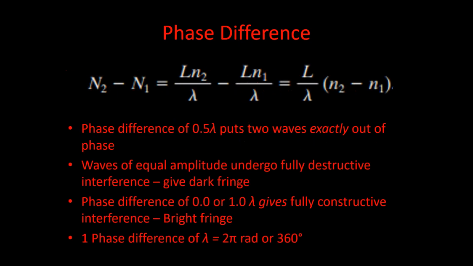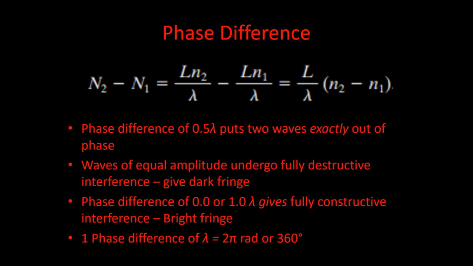And what kind of value should you expect to see from delta N? Remember, these are going to give you some value that's in terms of the wavelength. So you'll see values from 0 to 1, essentially. A phase difference of 0.5 lambda, or 1/2 wavelengths, puts two waves exactly 180 degrees out of phase. We've discussed phase previously. If the waves are of equal amplitude and they're exactly out of phase, then you'll see them undergo fully destructive interference. That means you'll end up with a dark fringe.